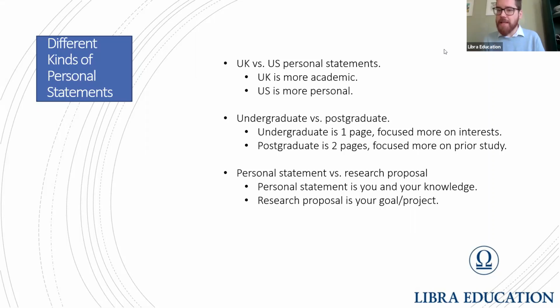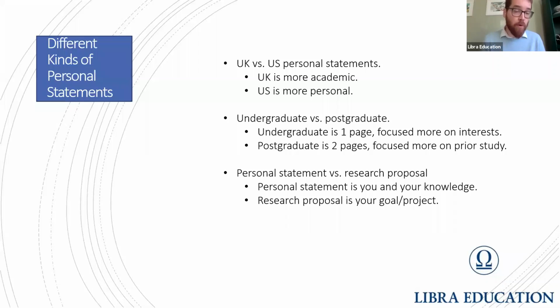Okay, and let's take a look then at the differences between an undergraduate versus a postgraduate personal statement. Now, undergraduate tends to be, well, is one page because you can't fit more than 4,000 characters or 500 words. You can't fit that really over more than one page, and is more focused on your interests. So why you want to study this course at university, why you want to study this subject, and how your school studies have prepared you for it, how your own independent studies prepared you for it.